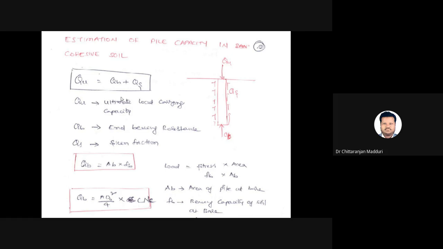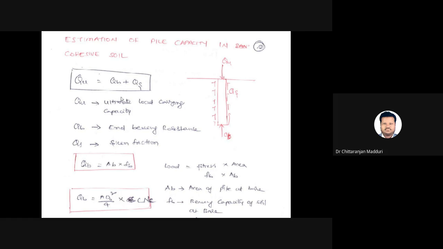Here I need the load taken by the bottom tip of the pile. Load equals area into pressure. Area means area of the bottom of the pile. fb means bearing capacity of the soil at the base or bottom of the pile. So Qb equals area of the bottom, which is pi d square by 4 for a circular pile, into c Nc. c Nc is the bearing capacity of the soil at the base. c is the cohesion of the soil. Nc is the bearing capacity factor.